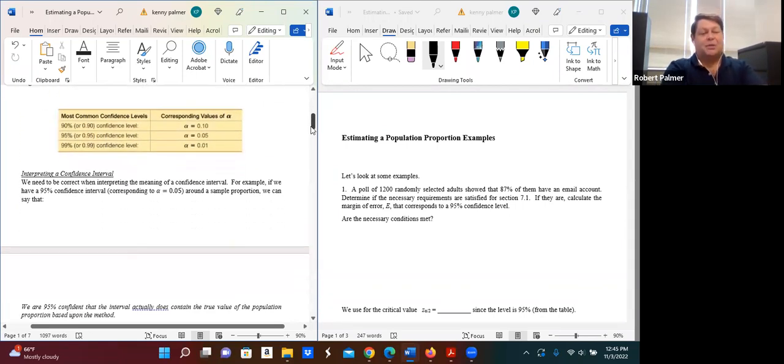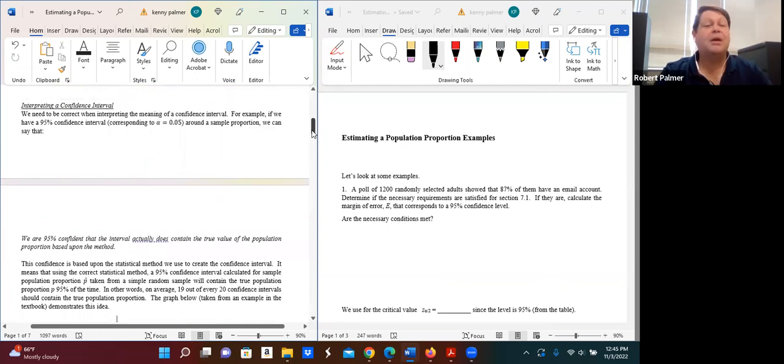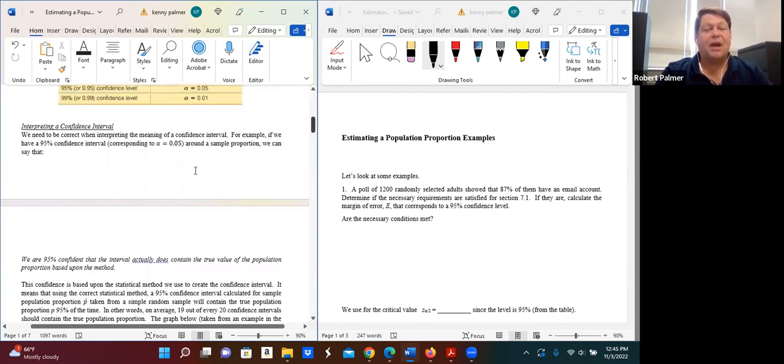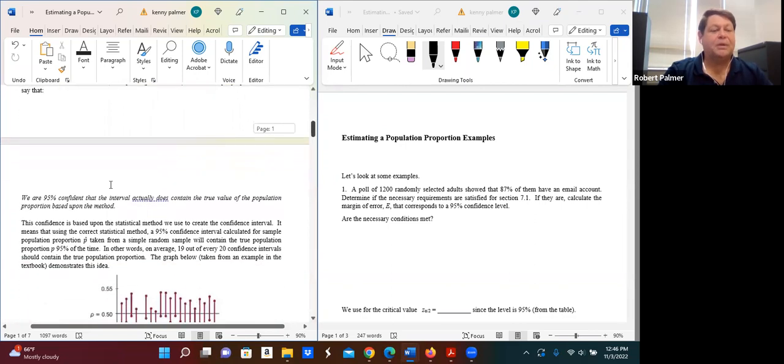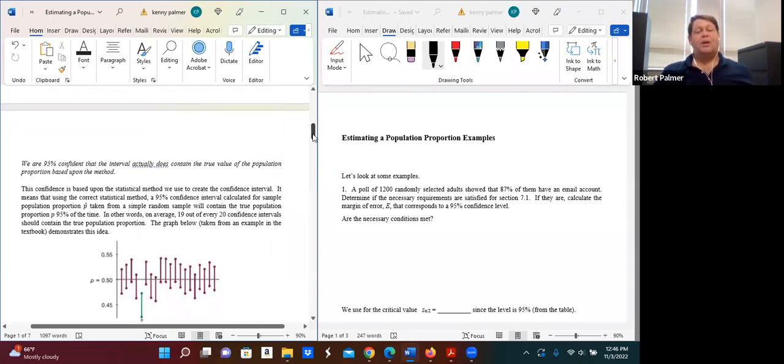Now, let's talk about how to interpret a confidence interval. You can read all this on your own, but I'll summarize it. Let's say you have a 95% confidence interval. So we have alpha of 0.05, that's our error. We want to be 95% certain that the true value is actually within this interval we created. If we do it statistically correctly, we can say we're 95% confident the interval actually does contain the true value of the population proportion based on this method. The method is basically creating these confidence intervals, as we'll explain how to do in a moment.